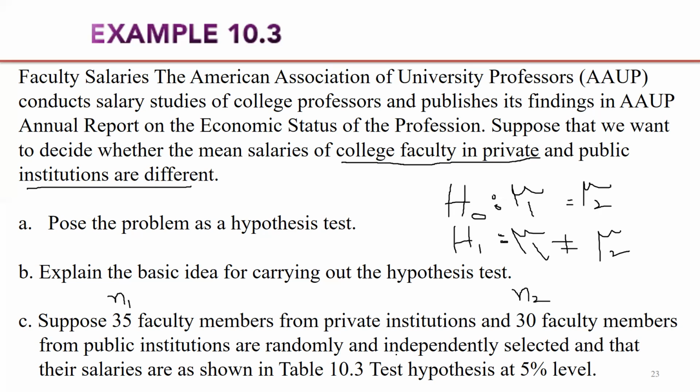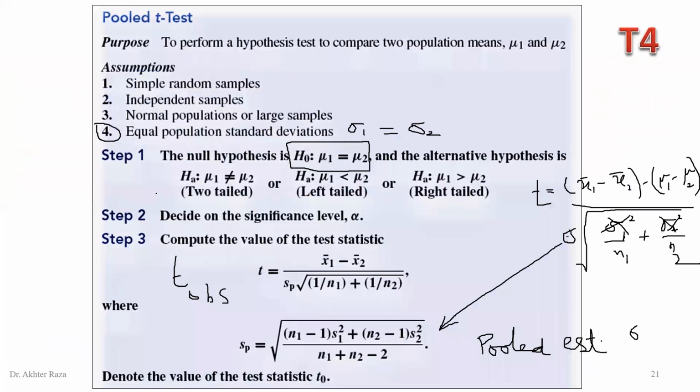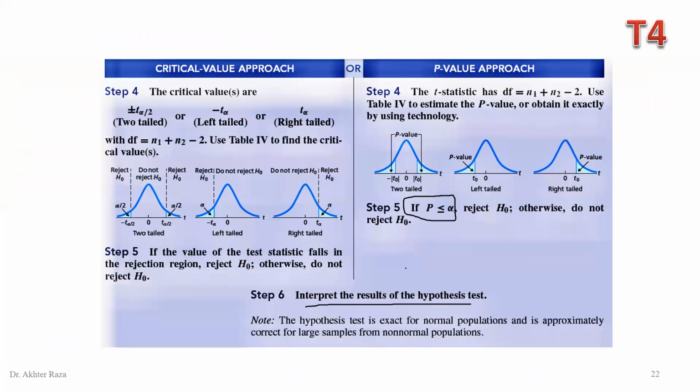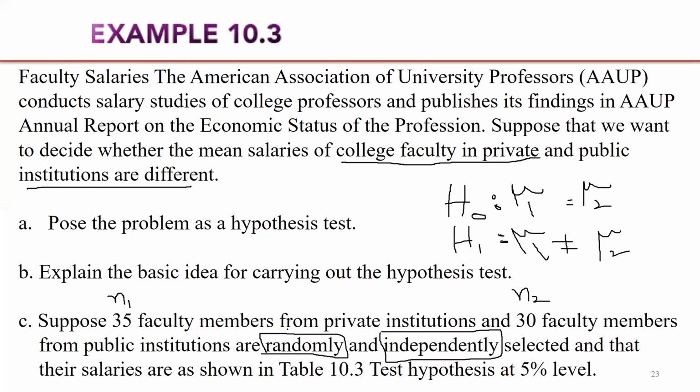Samples are random, so assumption number 1 is fulfilled. The samples are independent, so the other assumption is fulfilled too. These two assumptions are given in the problem. Assumption number one is random sample, and assumption number 2 is independent sample. Now we have to check assumption number 3 and 4.